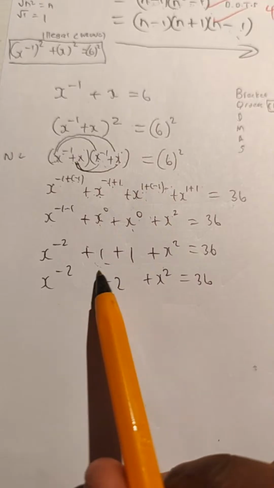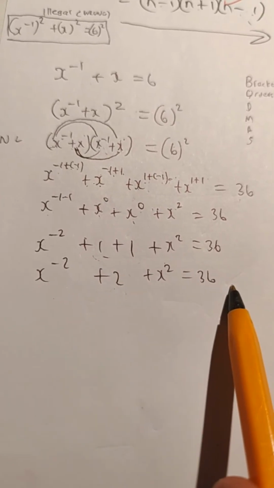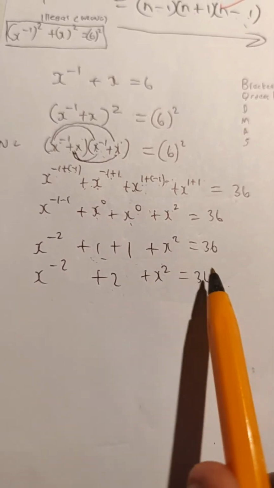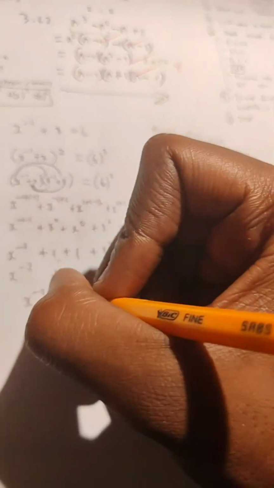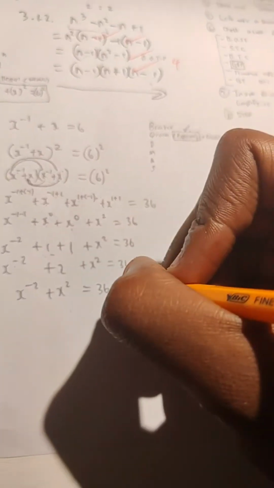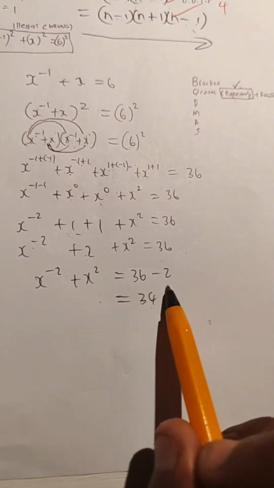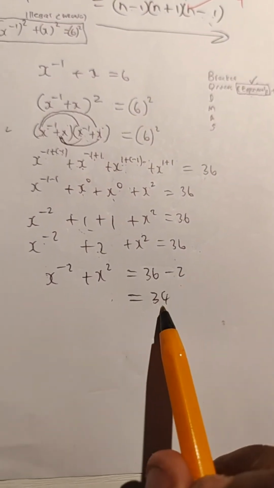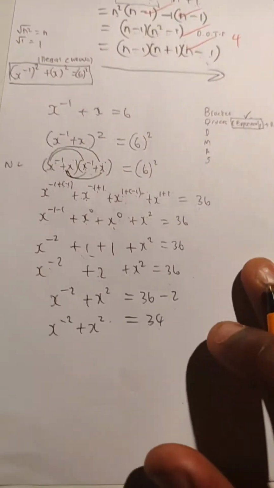You take now this term, which is 1, and you can transpose it to the right, because it has a like term on the other side. x to the power negative 2 gets left behind, plus x to the power 2, which is equal to 36. You take the 1 over, 36 minus 1 is 35. Here, you have x to the power negative 2 plus x squared.